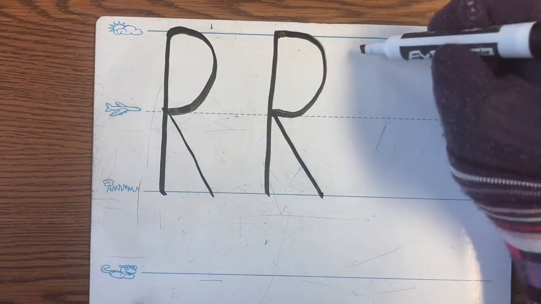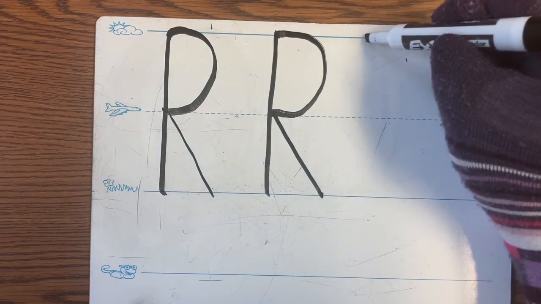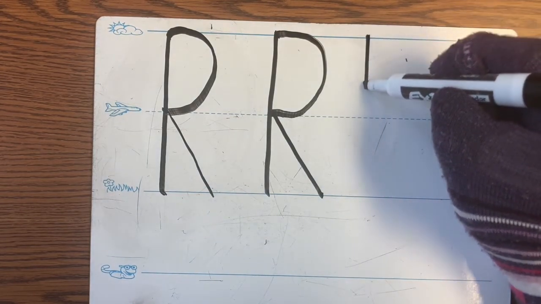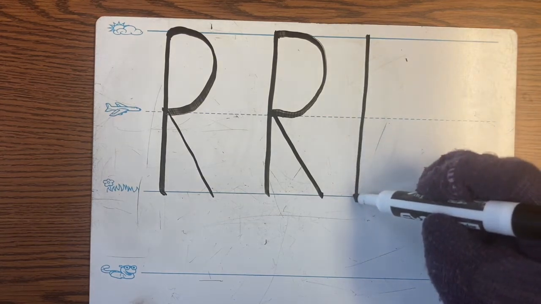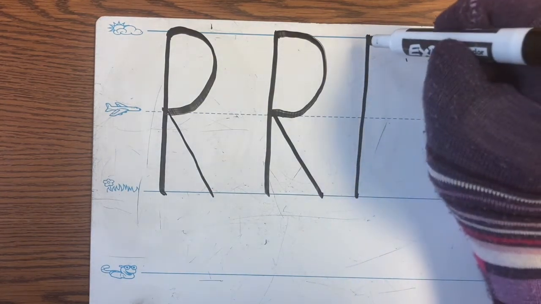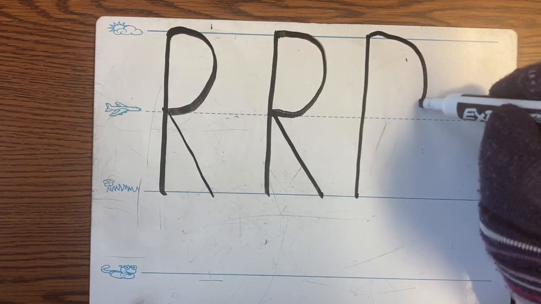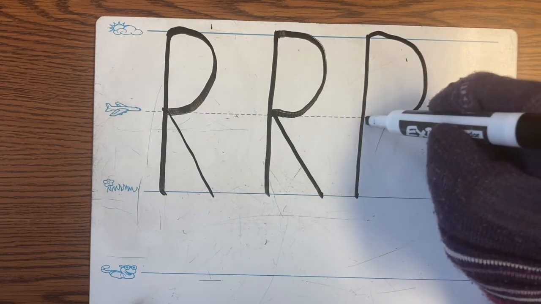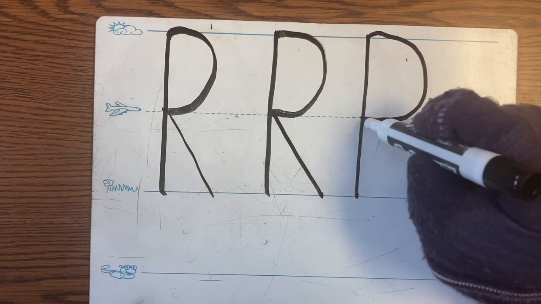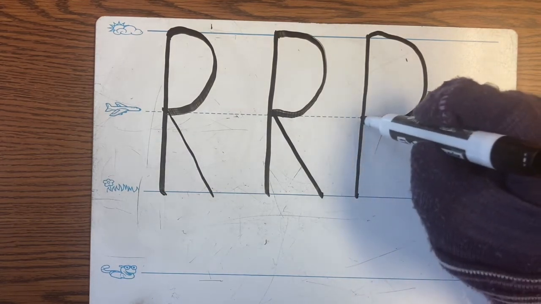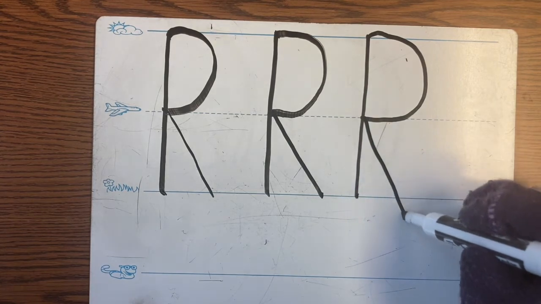Okay, let's see if we can do a few more here. Start at the skyline, pull down to the grass line. And then here we go, we're gonna make our bubble. Here we go. Looks good. And then here we go, I'm gonna slide down to the grass line.